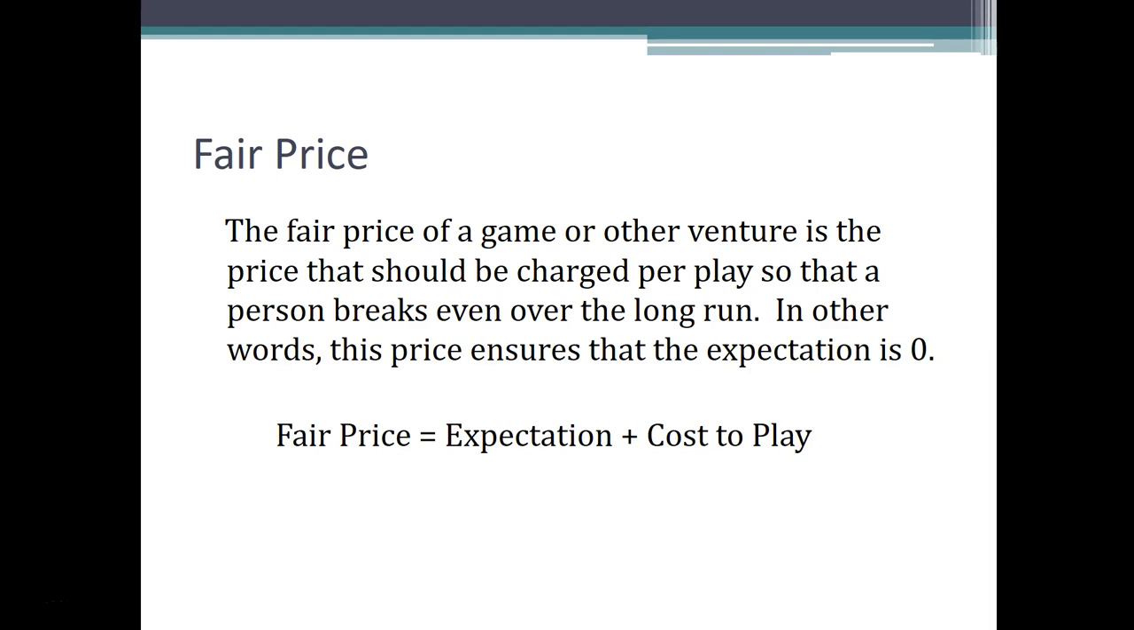So to find that, if you have a game and you want to find the fair price, you figure out the expectation for the game, and you add that to the current cost to play the game, and the result will be the fair price.